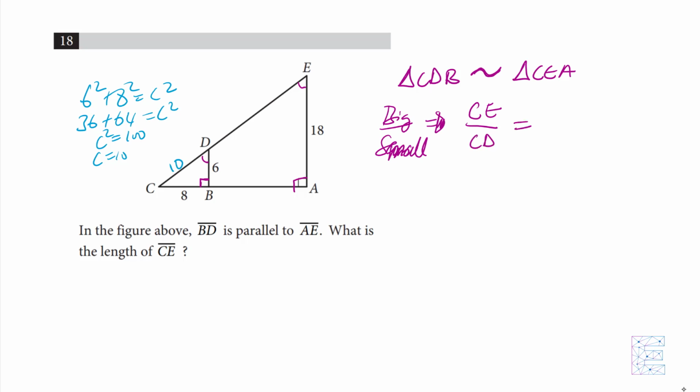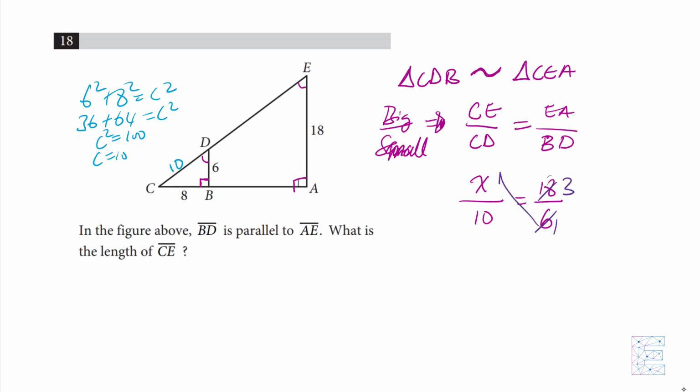All right, what else are we given? On the big triangle, we are given AE. So we'll say EA corresponds to BD. And now we can plug in some numbers. CE is an unknown, so we'll call it X. CD is 10. EA is 18. And BD is 6. Notice actually that we can simplify 18 over 6 is just 3 over 1.